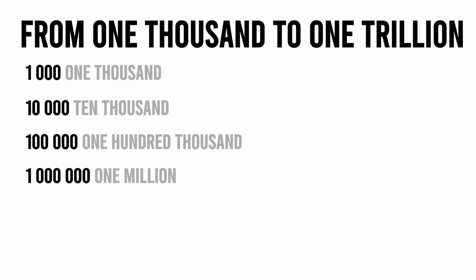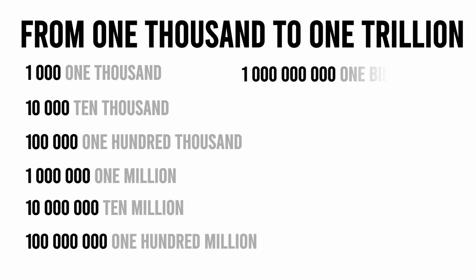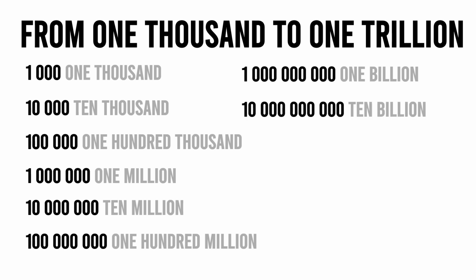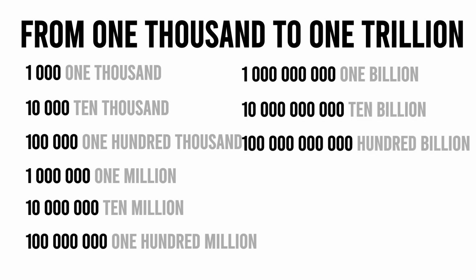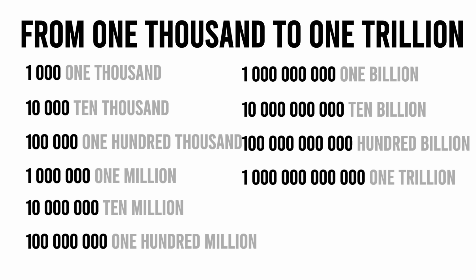A million is a 1 followed by 6 zeros. Then we have 10 million, 100 million, 1 billion. 1 billion is a 1 followed by 9 zeros. Then if we add one more 0, we get 10 billion, 100 billion, and finally 1 trillion. 1 trillion is a 1 followed by 12 zeros.